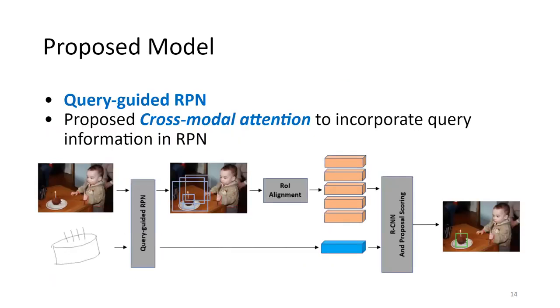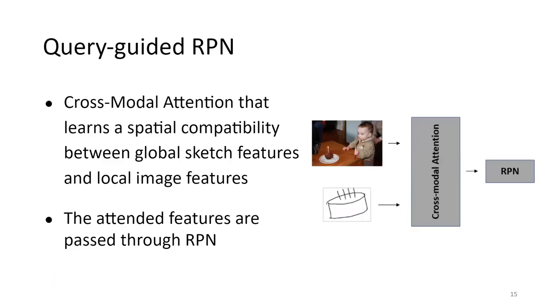We propose query-guided region proposal network, which utilizes cross-modal attention to incorporate query information in the RPN. Cross-modal attention learns the spatial compatibility between global sketch features and local image features, which can be seen as an attention. And then these attended feature maps are passed through a region proposal network to generate region proposals which are relevant to the query sketch.